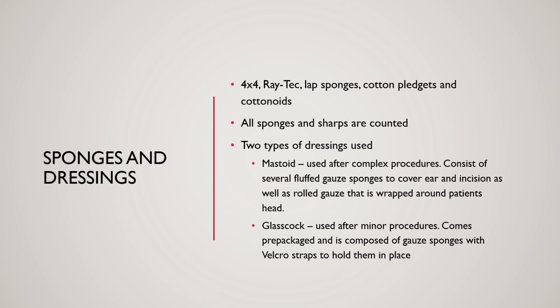And there are two types of dressings that are used for these. The mastoid dressing is used after complex procedures. It consists of several fluffed gauze sponges to cover the ear and incision, as well as a rolled gauze that we call curlix that is wrapped around the patient's head. And then we have the glasscock dressing. This is used after minor procedures. It comes prepackaged, and it's usually just some gauze sponges with some Velcro straps that will help hold them in place.